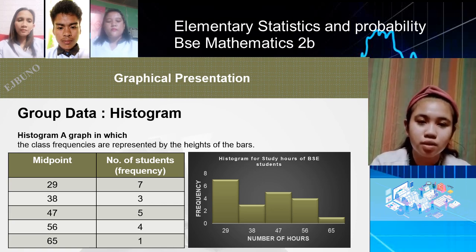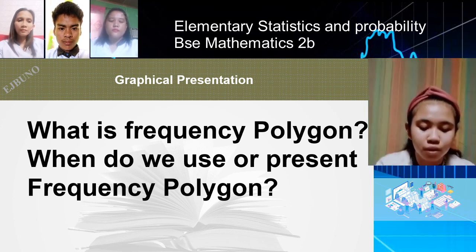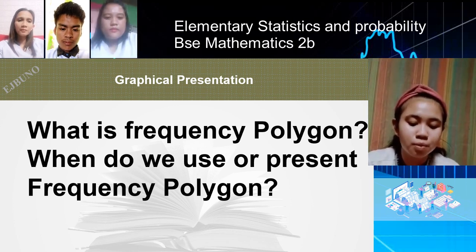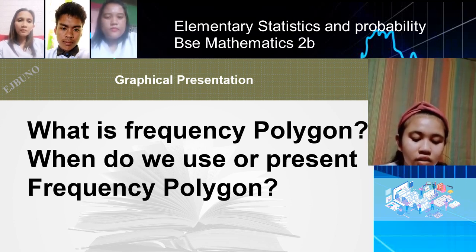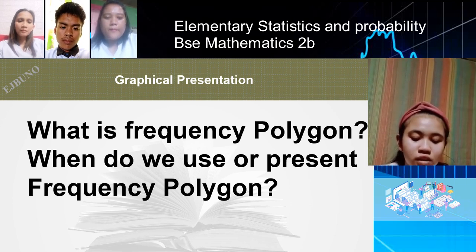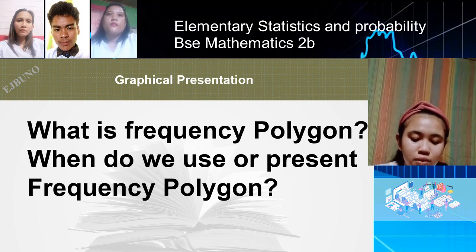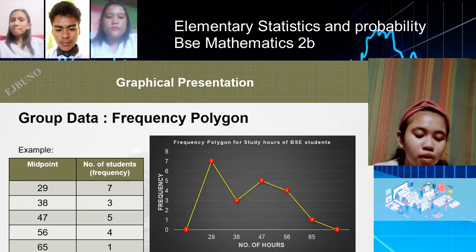What is a frequency polygon? A frequency polygon is essentially a line graph. We can get it from a histogram if the midpoints of the upper bases of the rectangles are connected by straight lines. But it is not essential to plot a histogram first. To draw it, we can construct it directly from a given frequency distribution. The example shows the frequency polygon style.